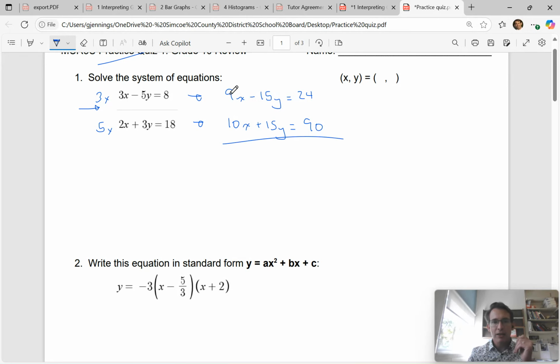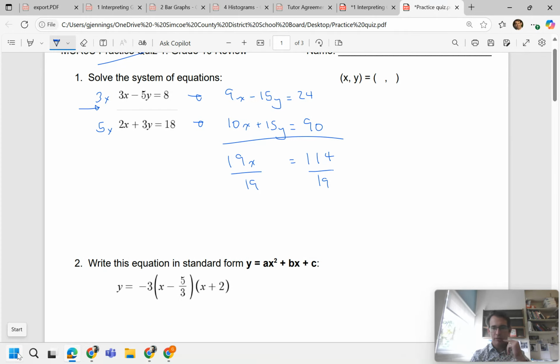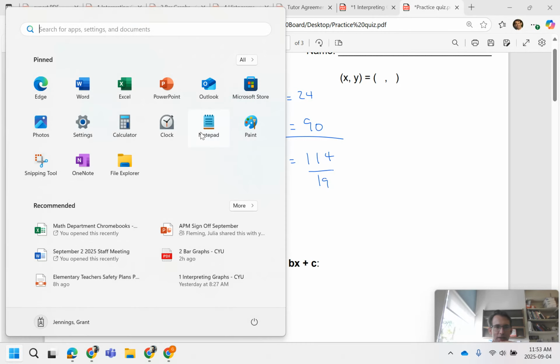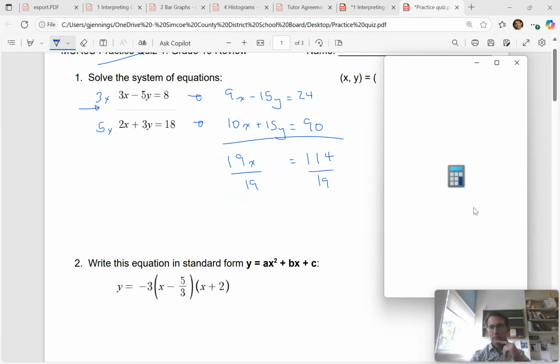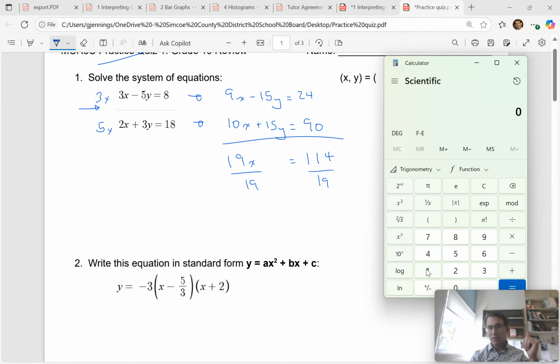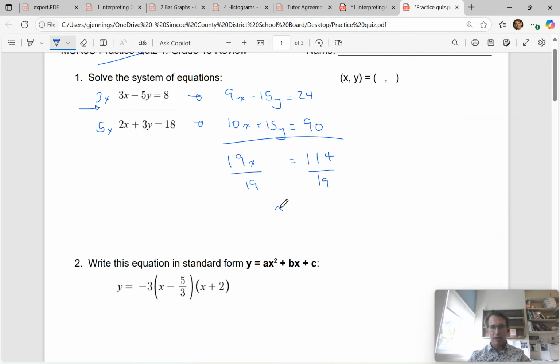So now we go ahead and add these equations together and get 19x, 0y, and that's equal to 24 plus 90, so that's 114. If we divide both sides by 19, 114 divided by 19 is, we get out our calculator, and find out if it's an integer. 114 divided by 19 gives us 6. So that is to say x is equal to 6. And once we have that, we have part of our solution.